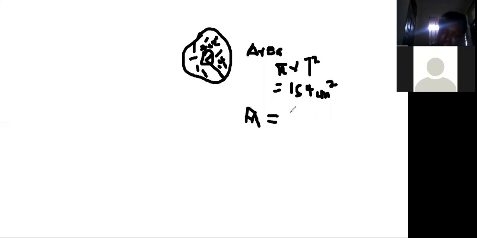So the area of the bigger one will be 616. So the area of the shaded portion will be the area of the second one minus the smaller one. To get the shaded portion, you subtract the smaller one from the bigger one. What are you getting?